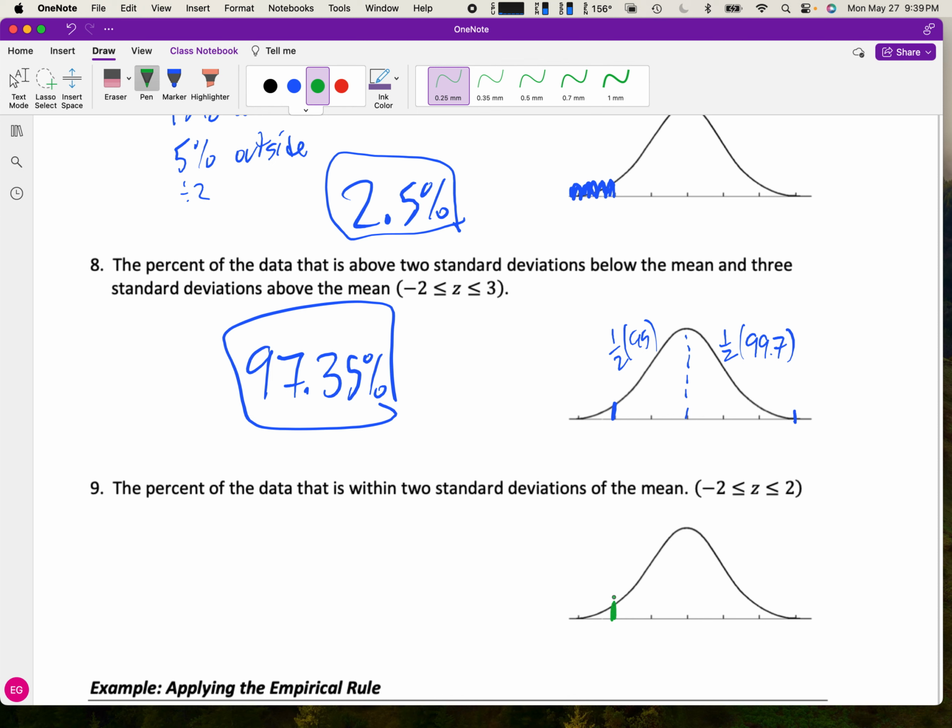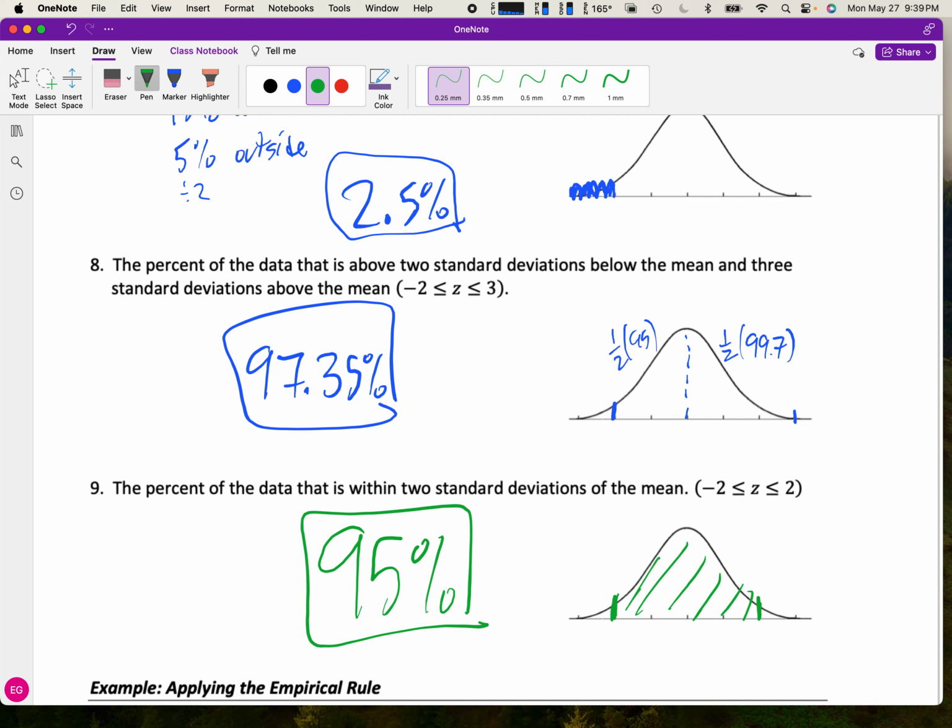All right, and the easiest question of the night, we are within 2, and we know that that's 95%. And I don't know why I said at night. It's hopefully daytime for you.